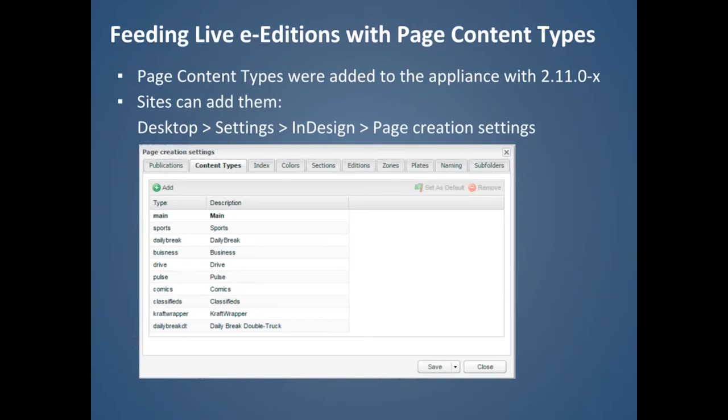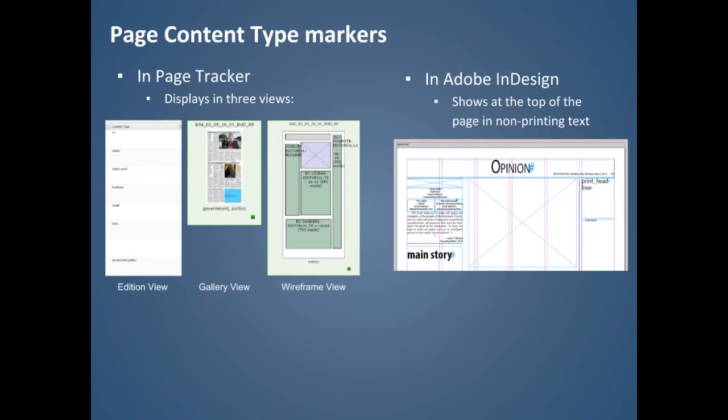Now, that information on those content types, then we can do all kinds of things within Adobe InDesign. So we're going to look at where those things appear in InDesign and how to get them there. So if you go to the next slide, you'll see that in Page Tracker, the browser interface of BLOX Total CMS, the content types for a page shows up in the edition view as being a column that you can display on what the page is.